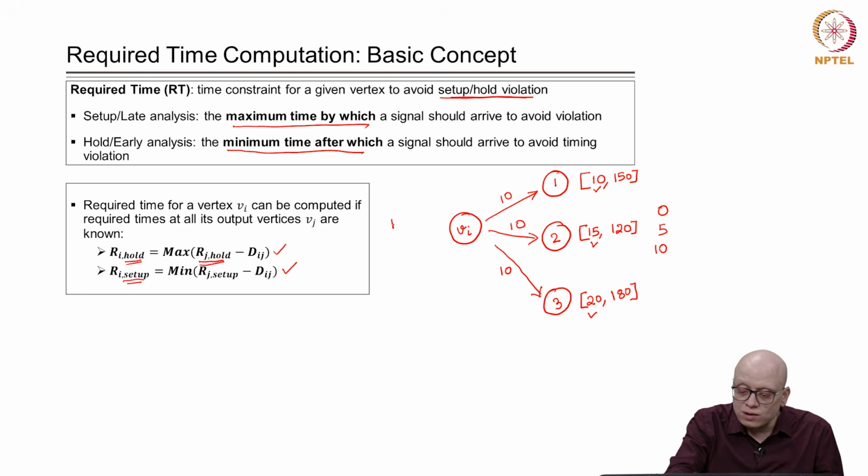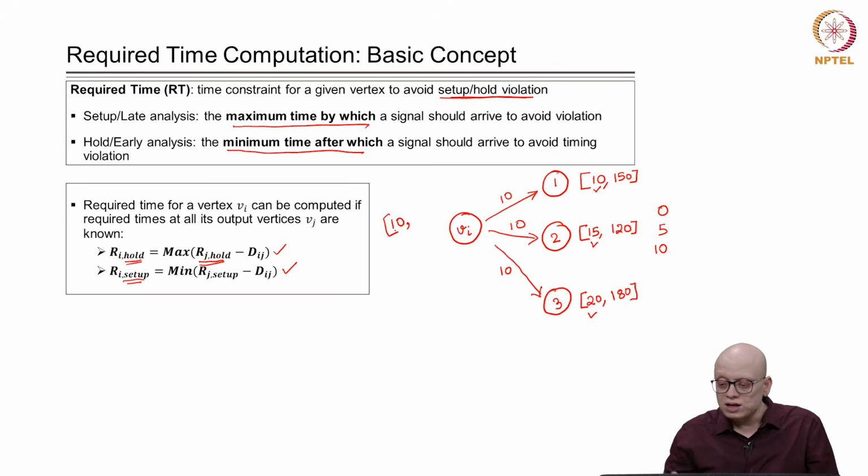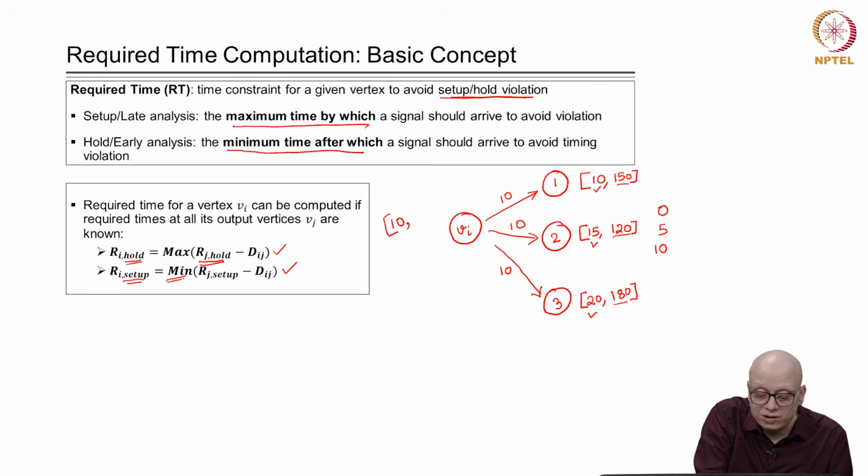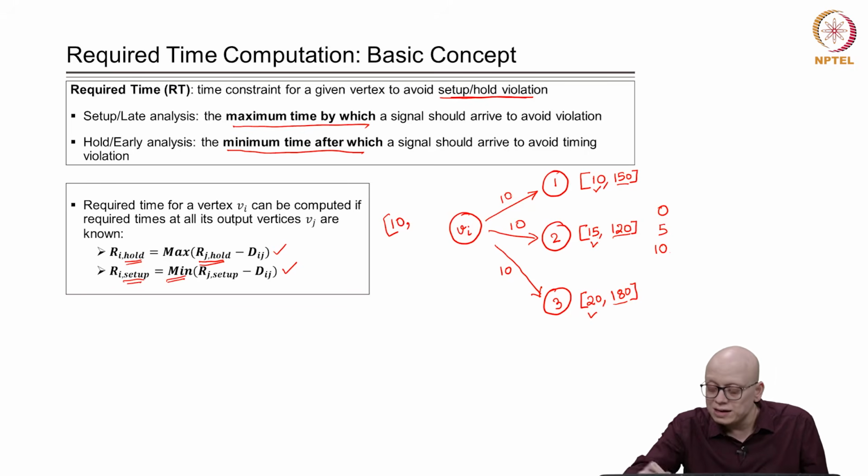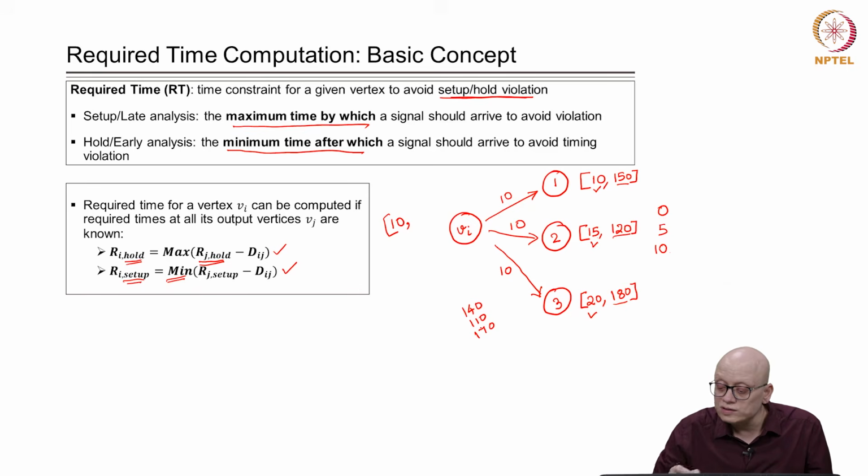So, the hold required time for this vertex will be 10, and what will be the setup required time? We have to again take the setup required times, subtract 10 and out of them take the minimum value, right. So, 150 minus 10 is 140, 120 minus 10 is 110, 180 minus 10 is 170, right. Now, out of this, which one is the minimum? The minimum is 110, right. So, that we have to take as the setup required time, right.